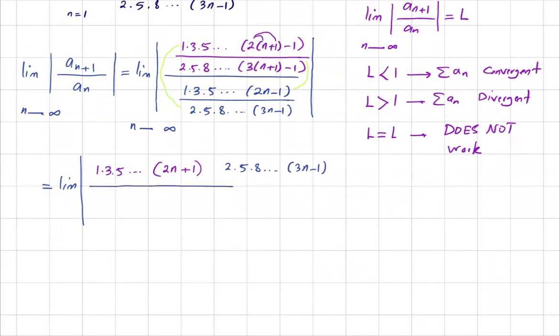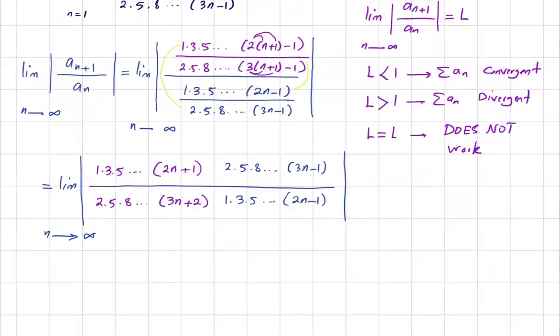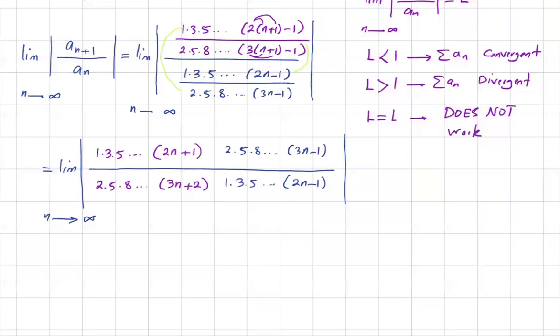Down here on the denominator, you have 2 times 5 times 8. And if I distribute 3 into parentheses, I get 3n plus 3 minus 1, which is 3n plus 2, multiplied by 1 times 3 times 5 times 2n minus 1. So let us simplify as much as we can, then we find the limit. So let's see what's happening here. All right, can I simplify this further or not?